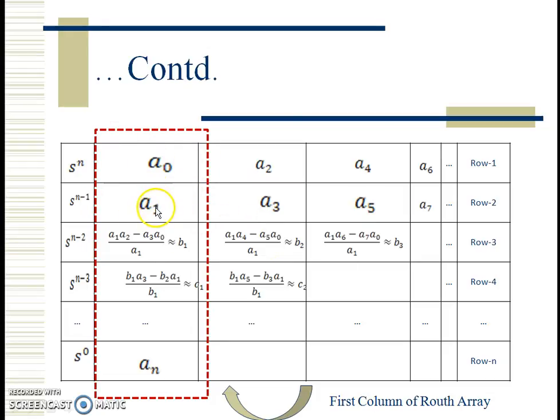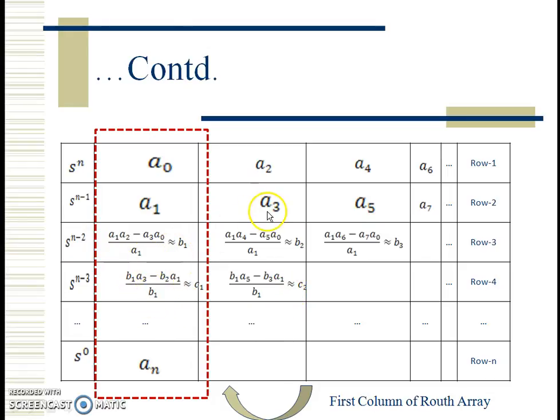b2 is calculated as a1 into a4 minus a5 into a0, divided by a1. Then we calculate b3, which is again calculated as a1 into a6 minus a7 into a0, divided by a1. Once b1, b2 and b3 are calculated, next we move on to calculate c1 and c2. How to calculate c1?